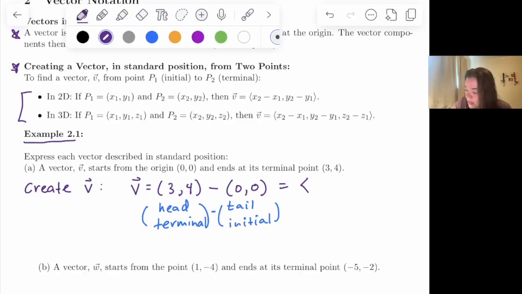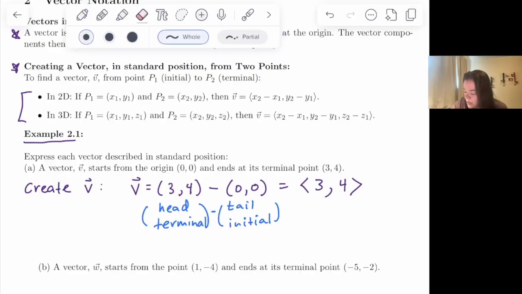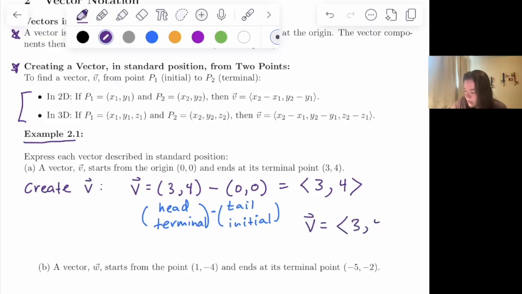And as you subtract, remember, you do the x, subtract the x. So 3 minus 0 is 3, comma, then you take the y minus the y. 4 minus 0 is 4. So that angular bracket notation is how we would talk about vector v. So we would say vector v in standard position is the vector <3, 4>. I'm going to box this.